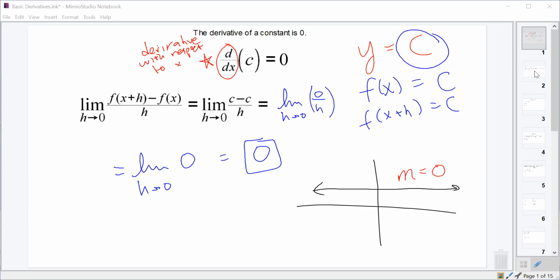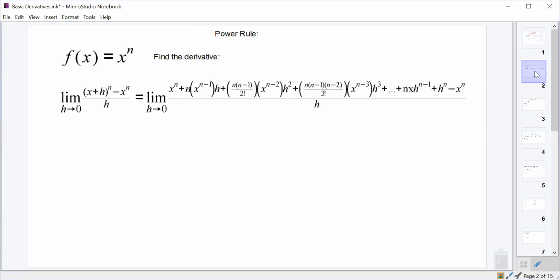Yes. Okay. All right, now we're going to do another one that's super simple looking, right? Nice and simple looking. X to the n power. So anything like x squared or x to the third or x to the eighth or anything like that.